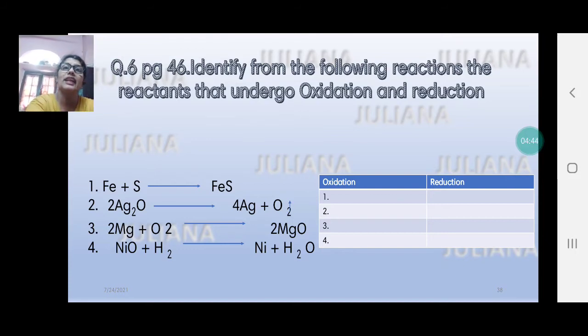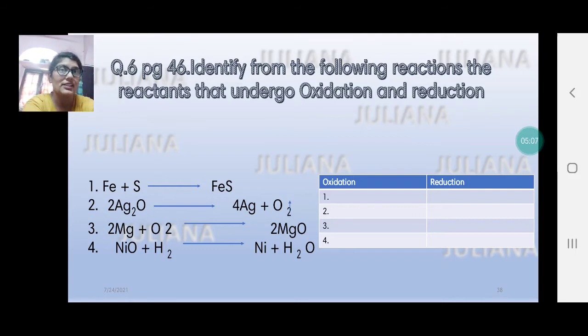Now in the first case, Fe plus S giving us FeS, iron when heated strongly with sulfur gives us iron sulfide, FeS. Now here there is no oxygen, no hydrogen, so don't get confused. So what type of reaction is this? Oxidation reduction. Simple.